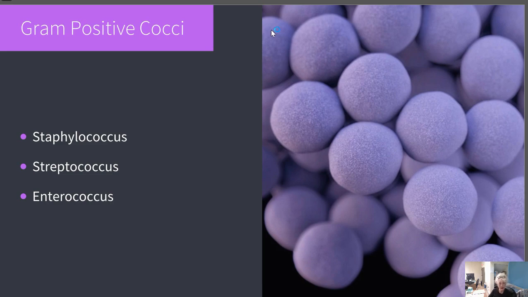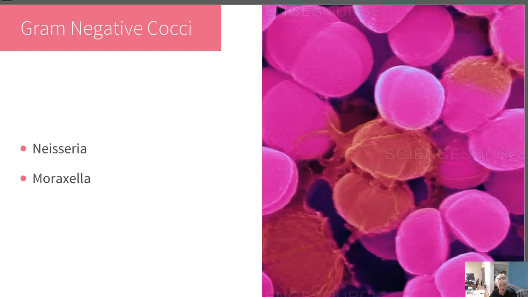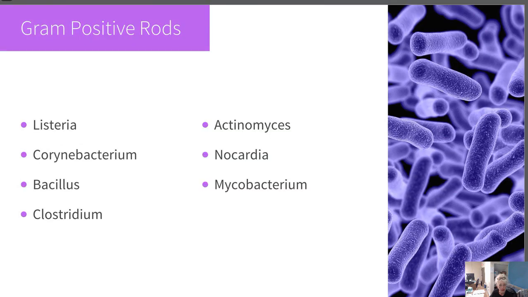So types of gram-positive cocci are Staphylococcus, Streptococcus, Enterococcus. Gram-negative cocci, Neisseria and Moraxella. They're kind of pretty, aren't they? Different colors. So gram-positive rods, we have Listeria, Actinomyces, Corynebacterium, Nocardia, Mycobacterium, Bacillus, and Clostridium.